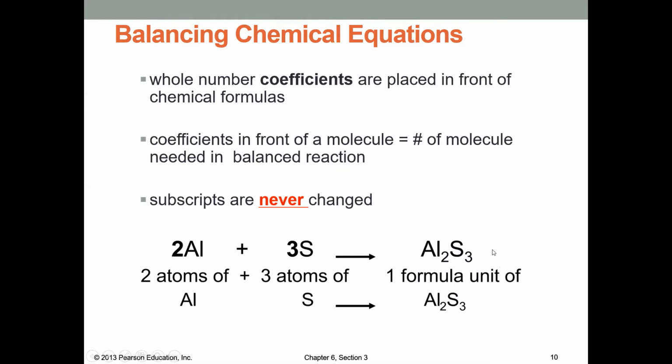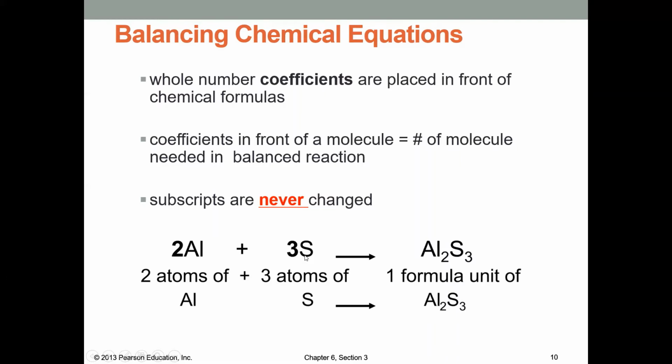So if I know that I am going to form Al2S3 and I only have aluminum and sulfur here, that means that I am going to need at least 2 aluminums on the reactant side. So that's where the 2 comes in for the coefficient. I'll also need 3 sulfurs on the reactant side, and there's where that coefficient of 3 comes in. So I'm just changing these whole numbers that are out in front.